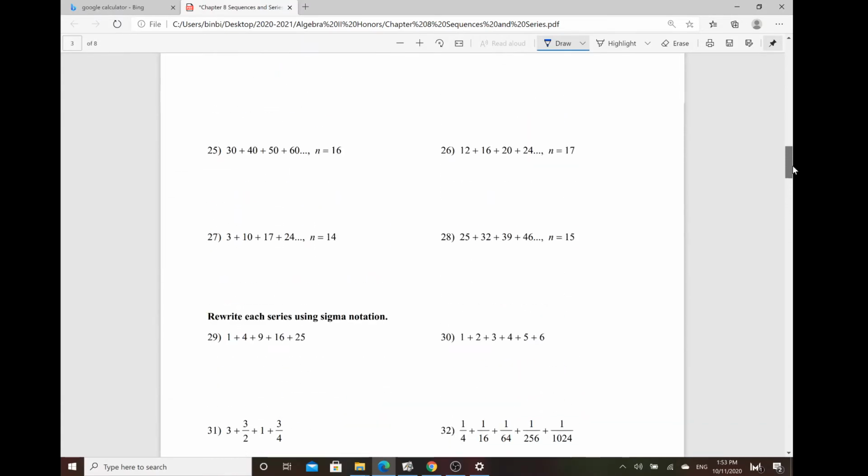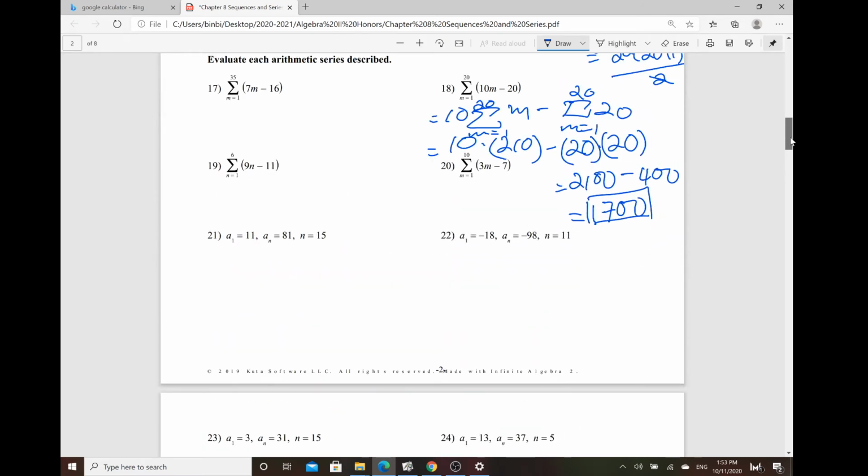And now let's try to do another one similar to this one. Okay, so number 20. Again, whatever coefficient we have, we can always put it right in front of sigma. Once you separate it, it's 3 times sigma m equals 1 to 10 of m, minus sigma starting with m equals 1 of 7. Again, that means you want to add 7, 10 consecutive times. So 7 plus 7 plus 7, 10 consecutive times, which means 7 times 10.